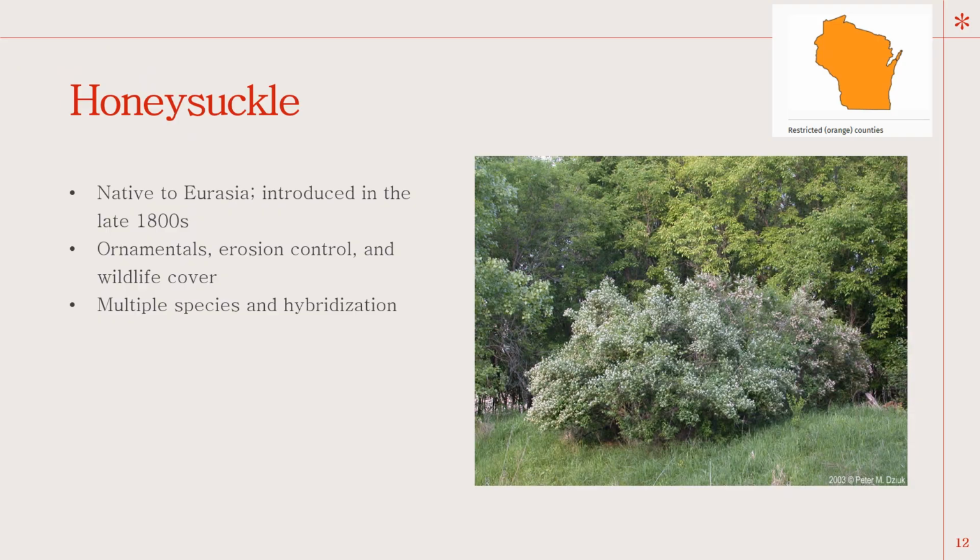So we're going to move on to honeysuckle now. Again, this was also native to Eurasia and introduced sometime in the 1800s. It was introduced for a variety of reasons: ornamental, erosion control, wildlife cover, all of those things. It did really, really well and became more of a problem for our natural areas.